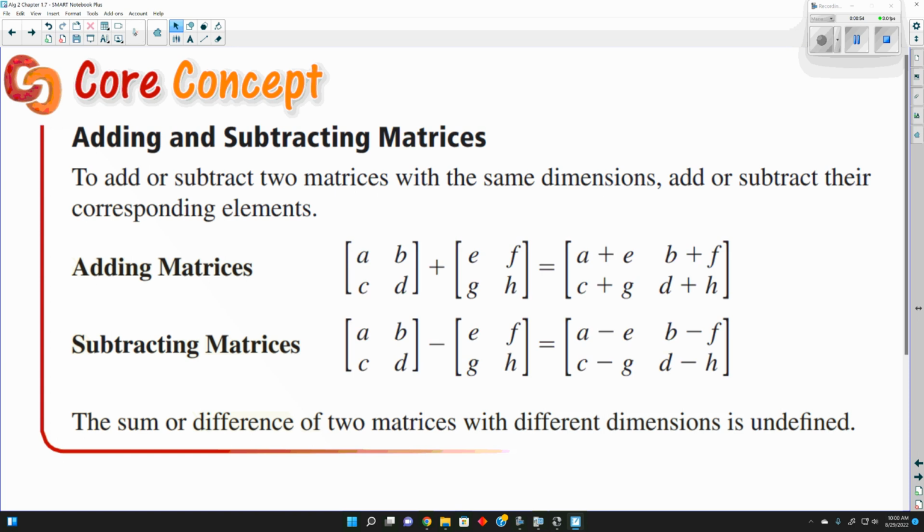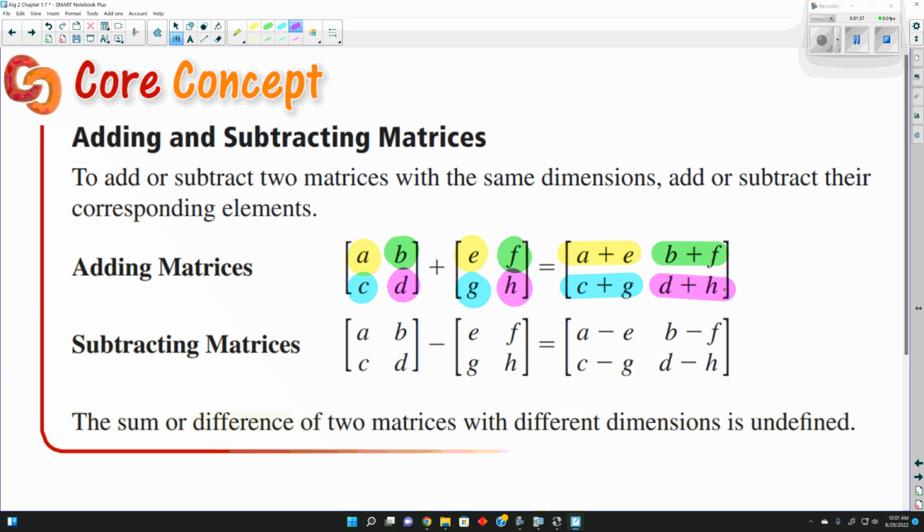Now, you don't have to write this down, but when we look at two matrices and we're adding them together, A is in the top left, E is in the top left, so we add those two together. B is in the top right, F is in the top right, so we add those two together. C is in the bottom left and G is in the bottom left, so we add those two together. And D is in the bottom right, H is in the bottom right, so we add those two corresponding ones together. So the ones that match up, if it's saying add, we add those together.